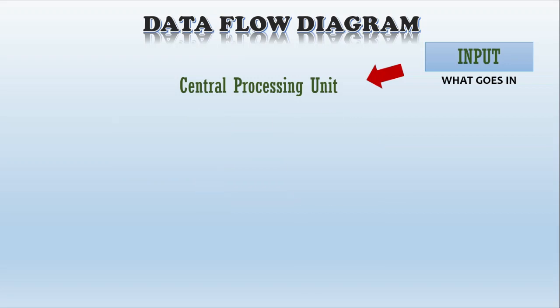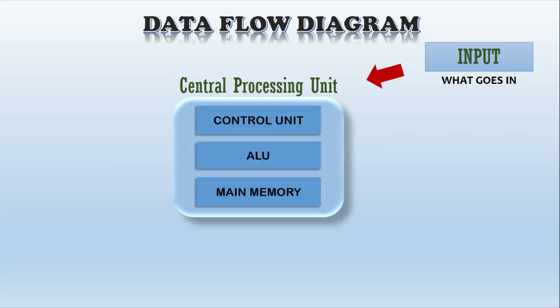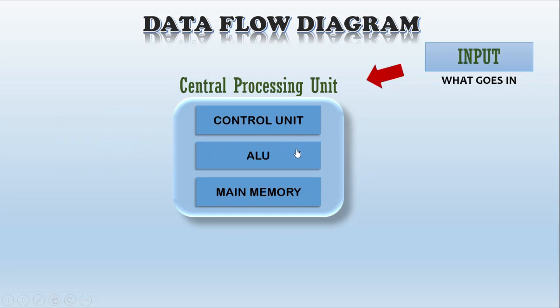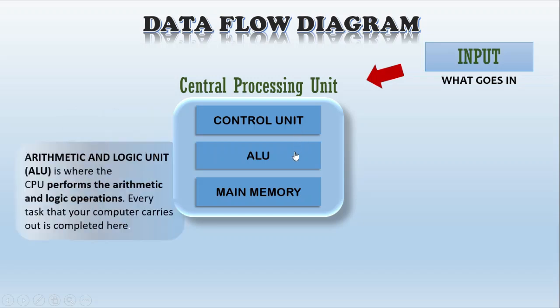The Central Processing Unit has three parts. The first one, we have the Control Unit. It controls the input and output of data and checks that signals have been delivered successfully. Para siyang orchestra leader. Ang control unit ay hindi nag-execute ng program instruction but rather, it directs other parts to do so. The next one, we have the ALU, or Arithmetic and Logic Unit.